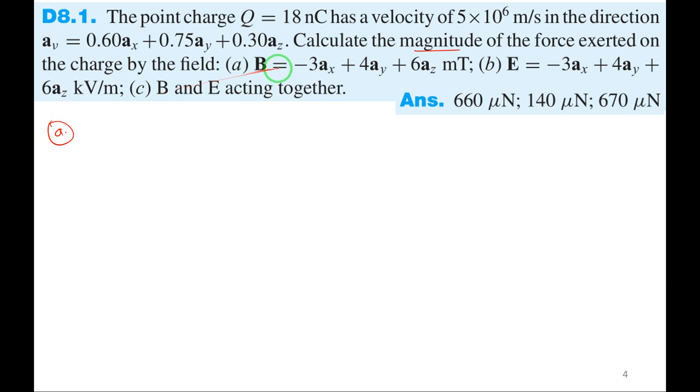So vector B is given. The force F due to the magnetic field, it is optional, not mandatory to write M here. We know the formula: QV vector cross B vector. This is the force experienced by the moving charge due to the magnetic field alone, because only B is given. So this is the formula. Q we know is 18 nanocoulombs.